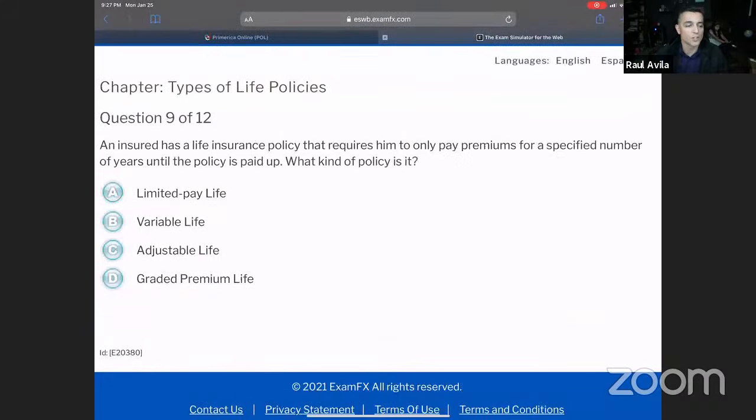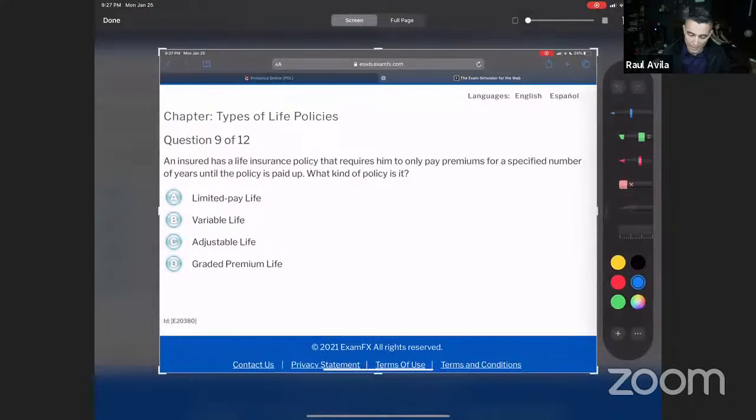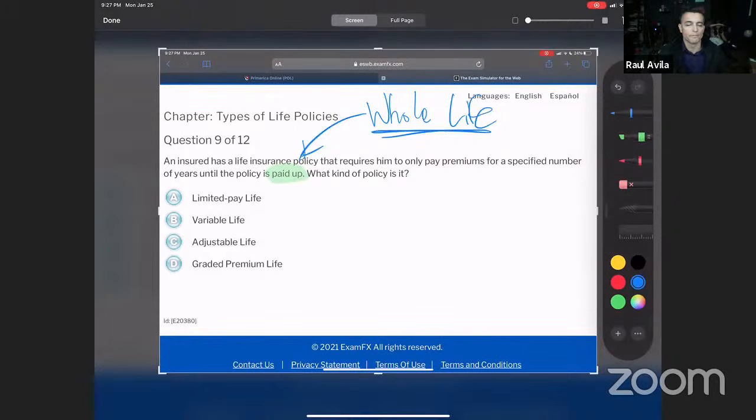Number 9, an insured has a life insurance policy that requires him to only pay premiums for a specific number of years until the policy's paid up. Paid up, okay? Anytime you hear the word paid up, that means that it's a what? It's a whole life, okay? So just make the connection right there. Okay, whole life.